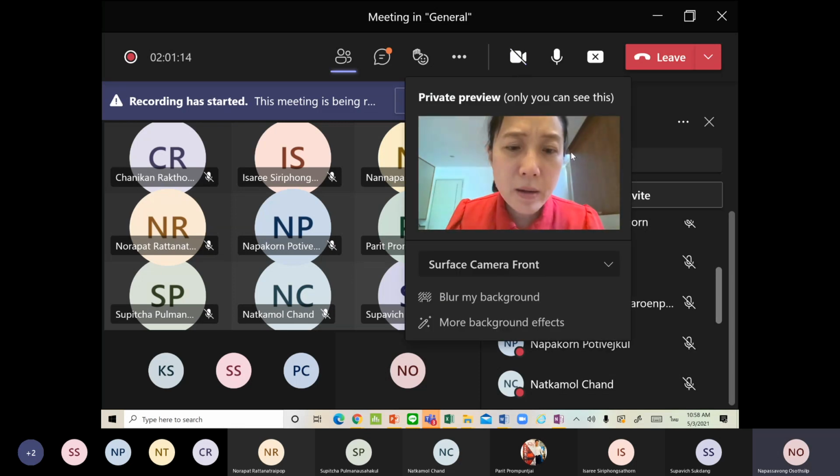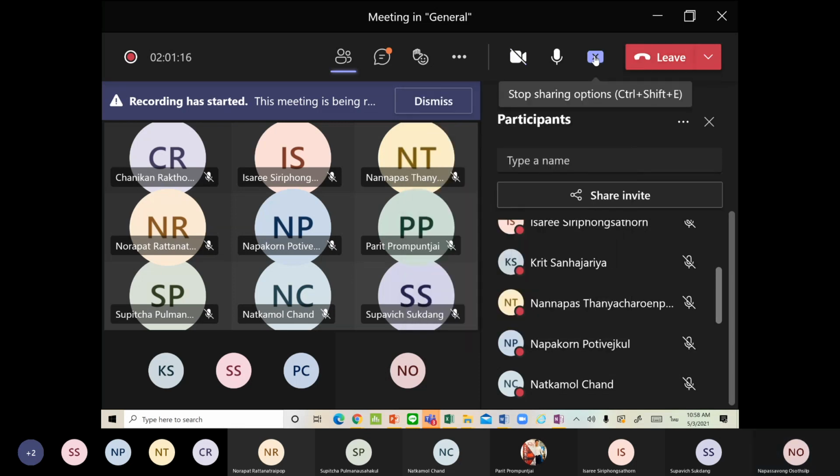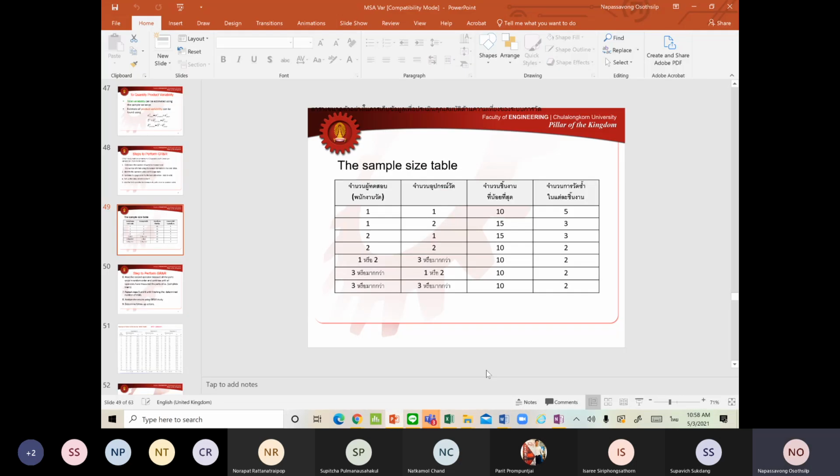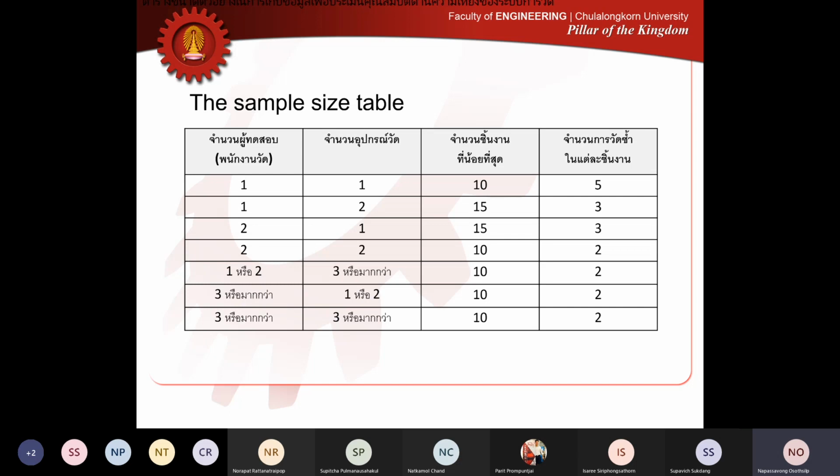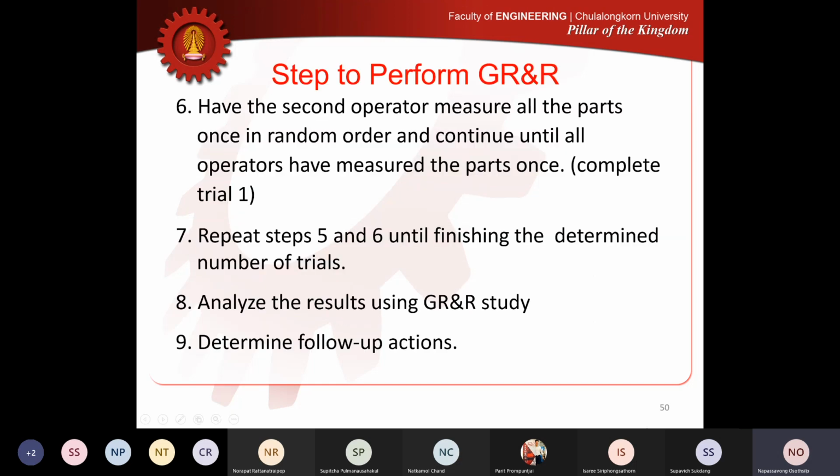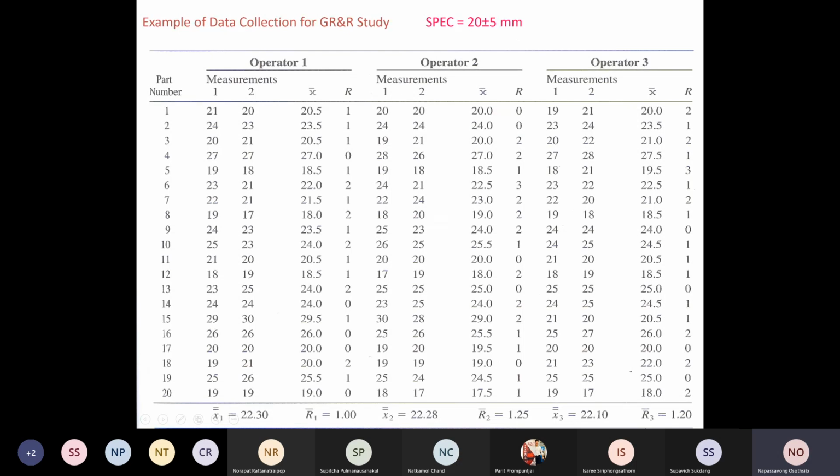Okay, let's come back. Okay, now let's see the data collection method a little bit. In this data set, we have seen that when we have 3 operators, they collect 20 parts, right? And measure 2 times for each part.